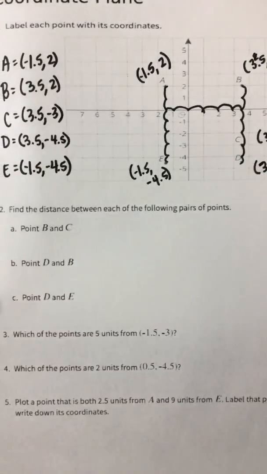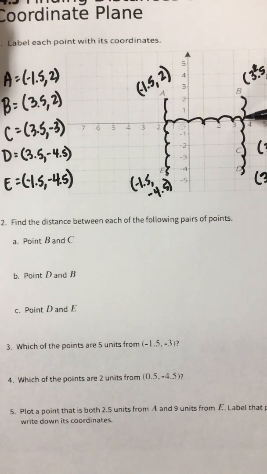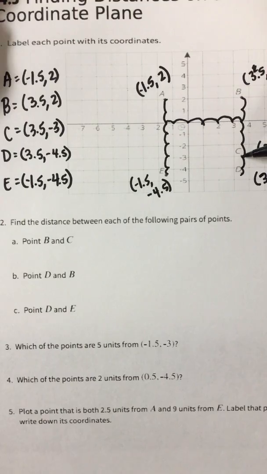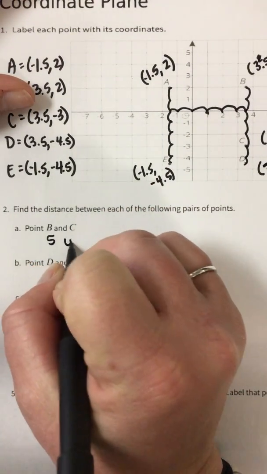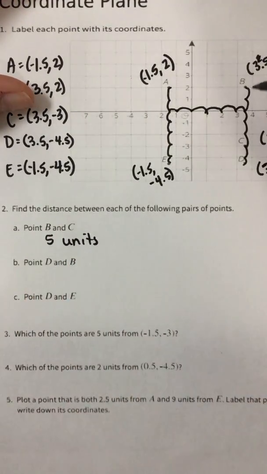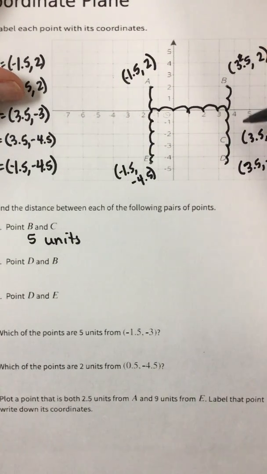Okay, now number 2 says find the distance between each of the following pairs of points. So what is the distance between point B and C? So 1, 2, 3, 4, 5. So the distance between these is 5 units. And you just count your hops. So it's 2 to go from B to the x-axis. That's the absolute value.